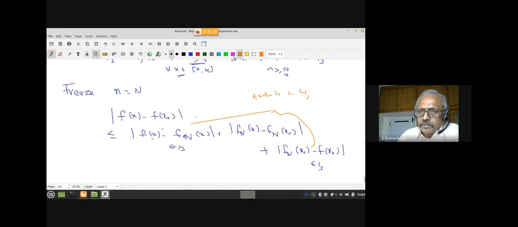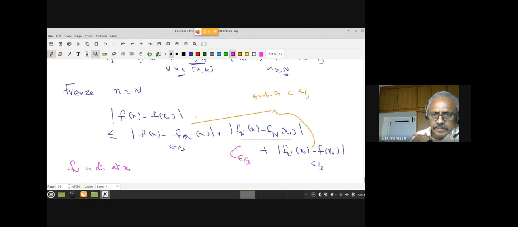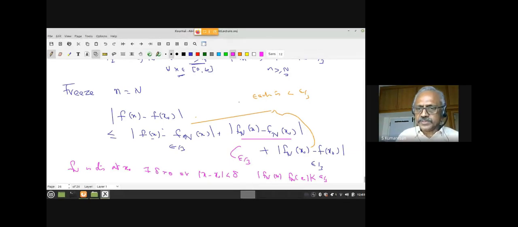Now, how do I make sure this is less than epsilon by 3? I want to make sure this is less than epsilon by 3. How do I make it? That's very easy because Fn is continuous at x naught. Therefore, there is a positive delta so that whenever mod x minus x naught is less than delta, mod Fn of x minus Fn of x naught is less than epsilon by 3. So I made sure the middle term is also less than epsilon by 3.